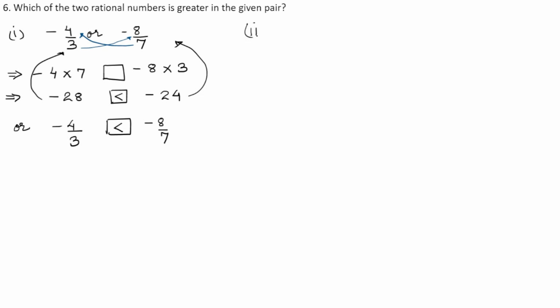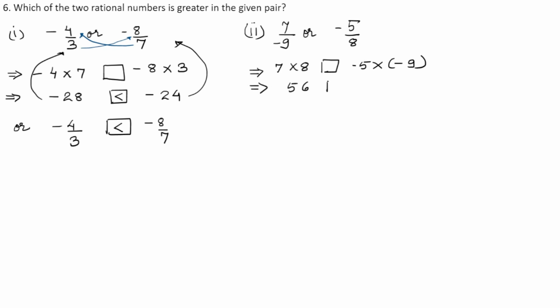Coming to the next question, that is question number 2. So question number 2 is 7 by minus 9 or minus 5 by 8. So again, the denominators are different, so we need to do cross multiplication. Now on cross multiplication, with 7 we multiply 8 and with minus 5 we multiply minus 9. Let us quickly do this calculation. So you get here 56 and you get here positive 45 because minus and minus becomes plus.